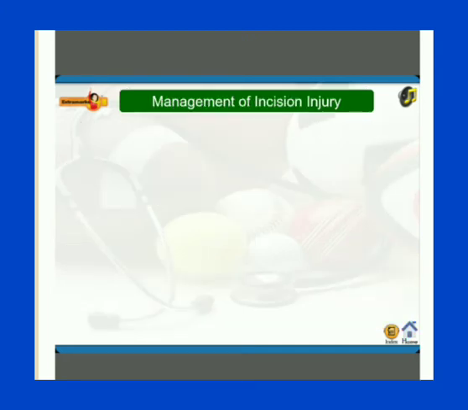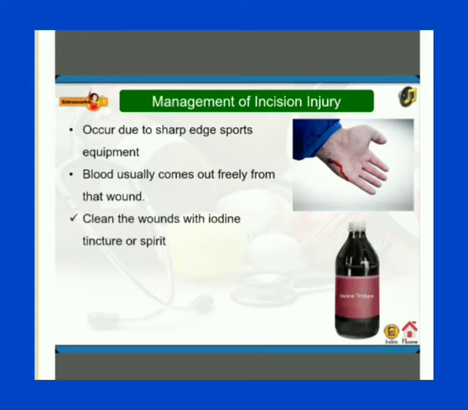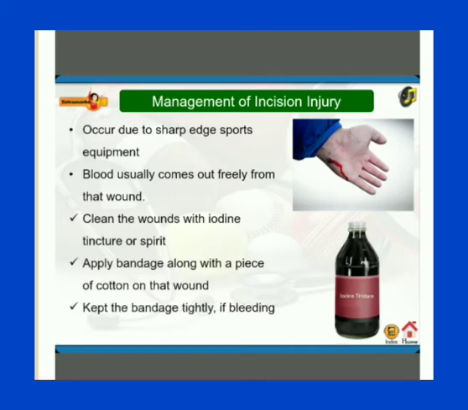Incision may also occur due to sharp-edged sports equipment. Blood usually comes out freely from that wound. For that, we should clean the wound with iodine tincture or spirit. Apply a bandage along with a piece of cotton on the wound. Keep the bandage tight if bleeding. Consult a doctor if the wound is deep.